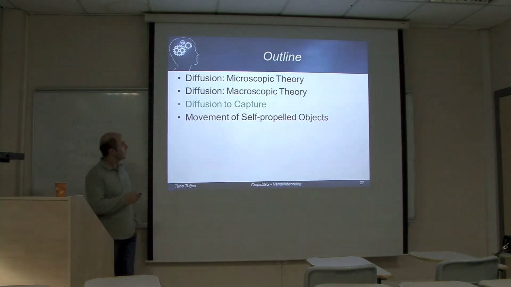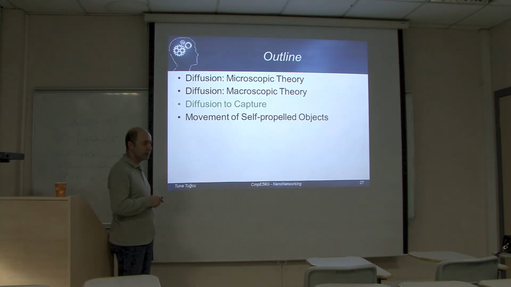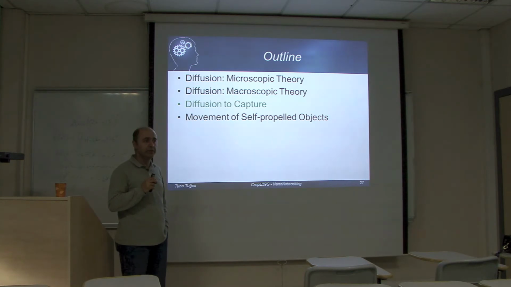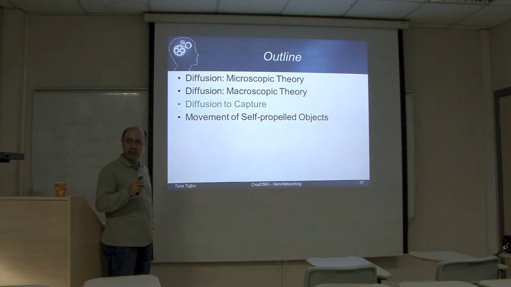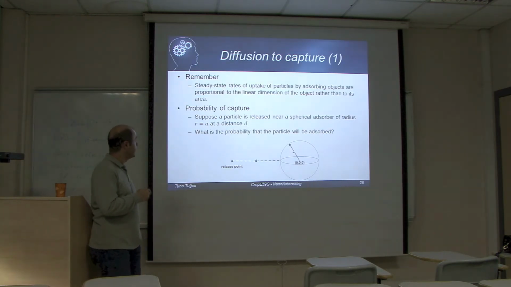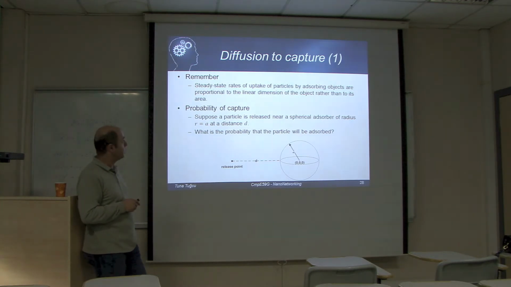Okay, so let's continue with the diffusion to capture. So now we're focusing on how the molecules that have diffused in the environment finally reach the cell membrane and are taken into the cell. So remember that the steady state rates of uptake of particles by the absorbing objects, the surfaces like the cell membrane, are proportional to the linear dimension of the object rather than to its area. Okay? So it's defined in terms of the radius, typically.